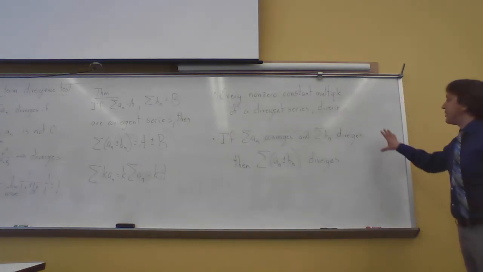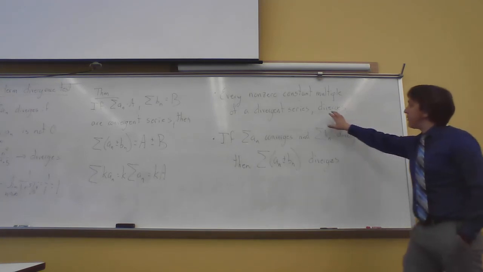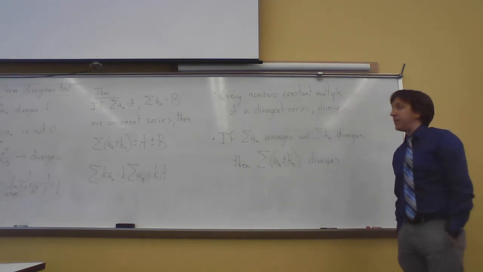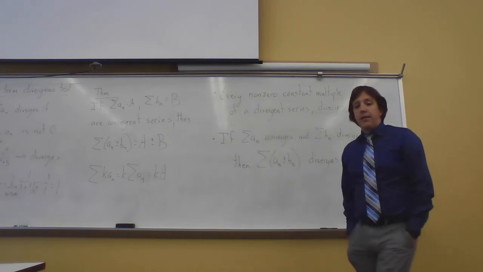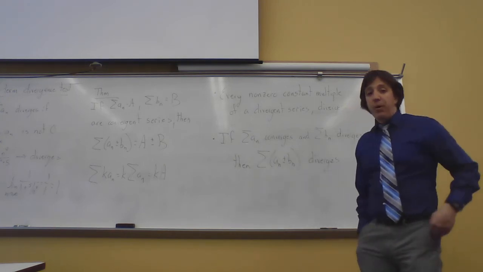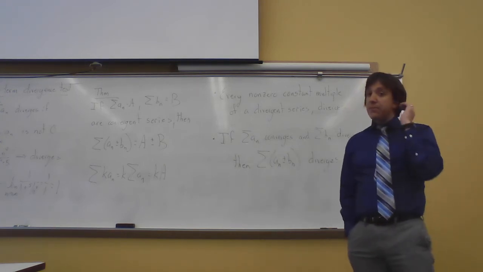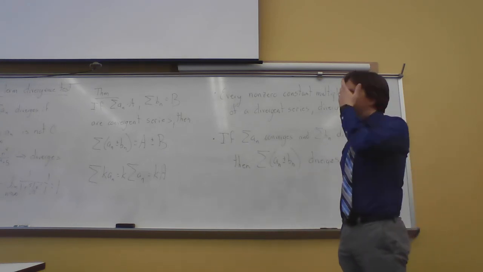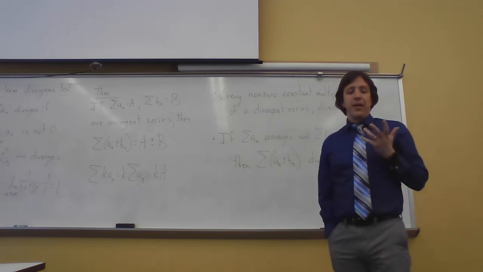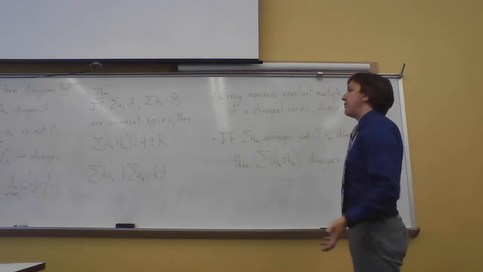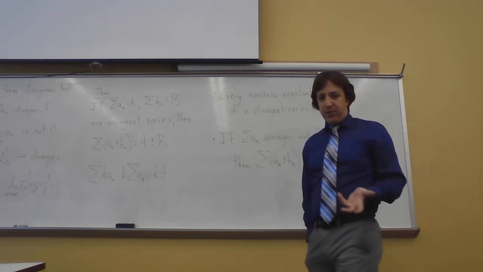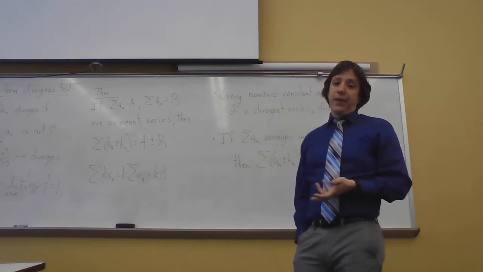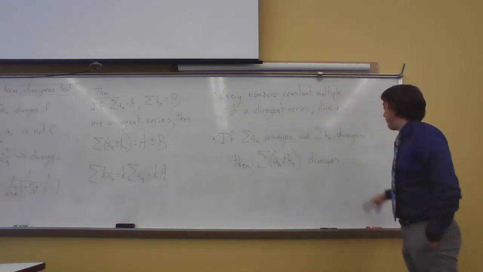And last but not least, two things. Every non-zero constant multiple of a divergent series has to diverge. It doesn't matter what you're multiplying those terms by. The series is adding up to something infinite. You're adding an infinite number of things. So even if you multiply them all by 1/1000th, eventually it gets big enough that it's too big.